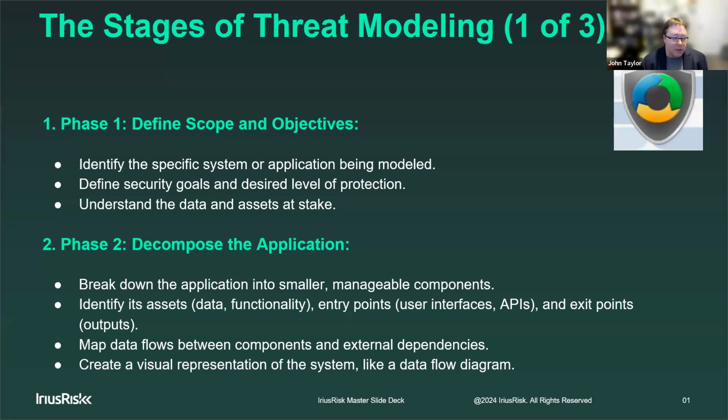From those conversations, that leads us into another phase where we decompose things. We take the system and break it down into smaller, manageable components, right? We want to identify all of those assets, and that includes our data, the functionality, and entry points. It's an API. Maybe there's an admin user interface where somebody is accessing something across the internet. What controls go there? What are our exit points? Does data get processed and then sent to another place for processing? Or are we retrieving data from somewhere else? What are those things?